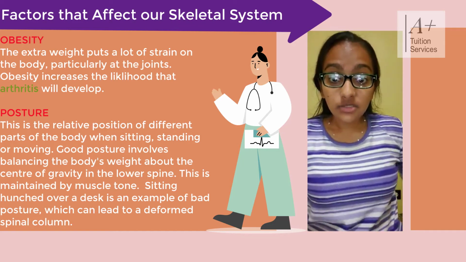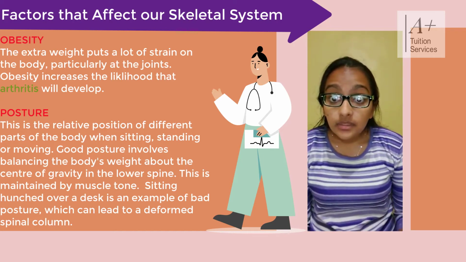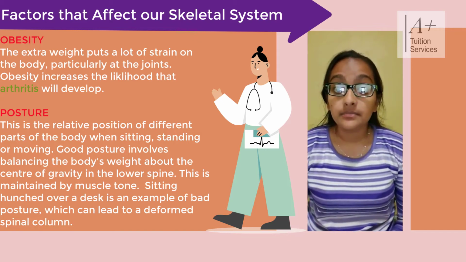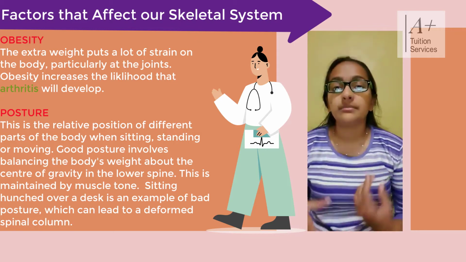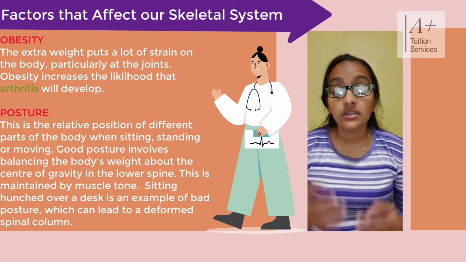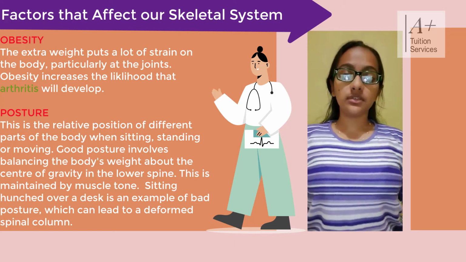Sitting hunched over like this, a lot of people sit like that, is an example of terrible posture, and that could lead to your spine becoming deformed over a period of sitting hunched. A better way to sit is upright with your chest forward and shoulders backward.